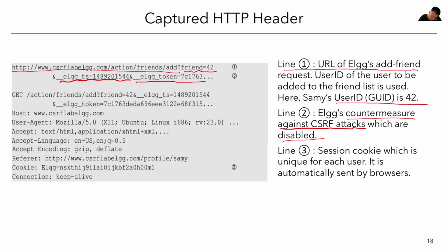So in 9.3, it will be the session cookies. Here, this will be the session cookies which identify this user, right? This will be automatically sent to the server. So all the other part of this will be the HTTP header automatically generated by the browser. If you look at this header, right? So here we see a referral, right? So we're actually looking at the Sammy's profile.